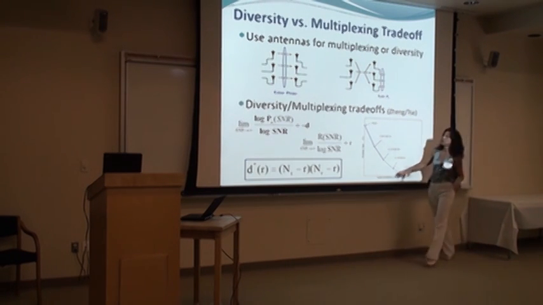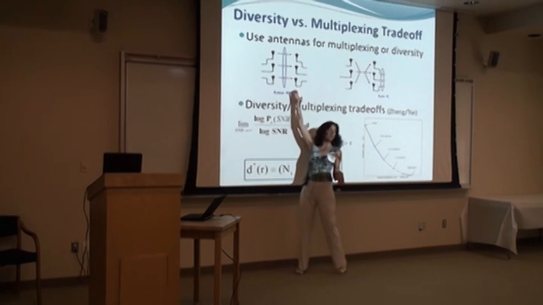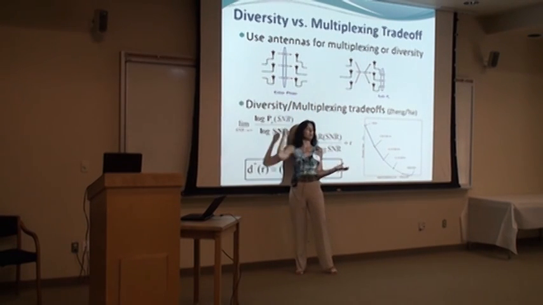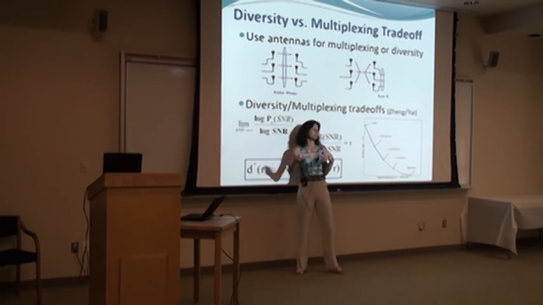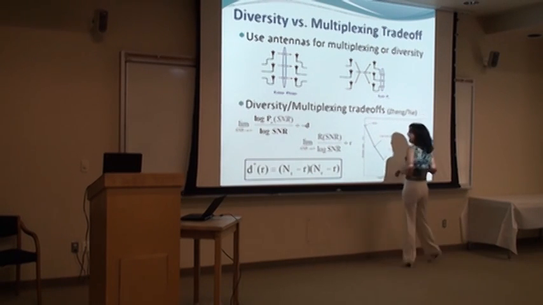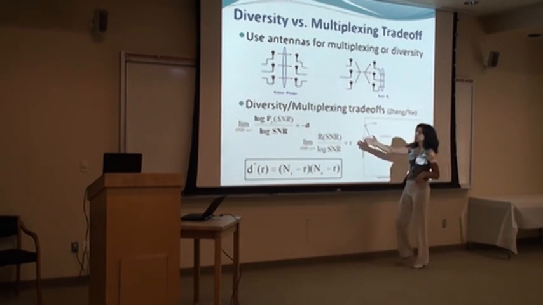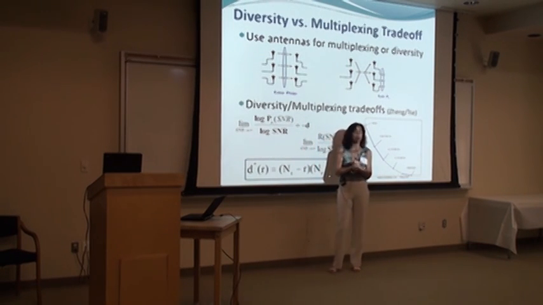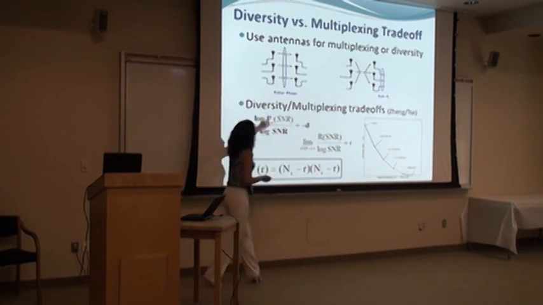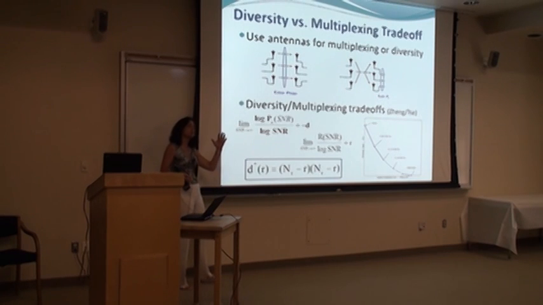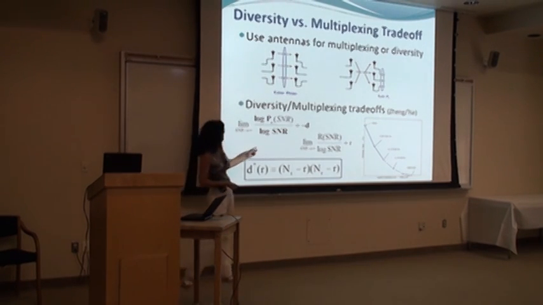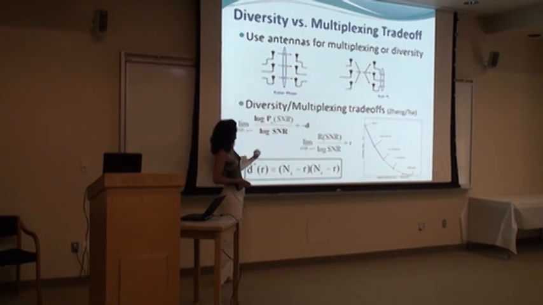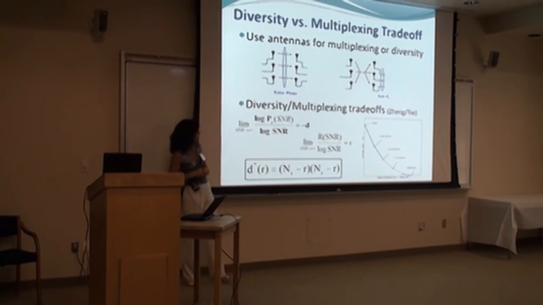In the limit of high SNR, all these channels are equal, right? Because it doesn't matter if one has a low singular value if SNR is infinite. And the diversity gain is basically how much you reduce the probability of error by doing this diversity combining. They define that as the log of the probability of error. You can think of it as the change in slope of the probability of error due to diversity. So they define this as the log of the probability of error divided by the log of the SNR.